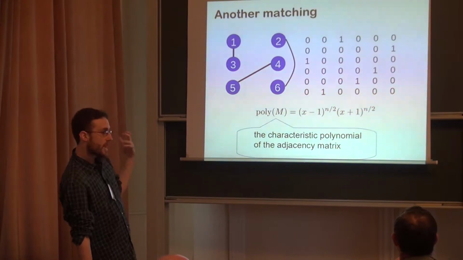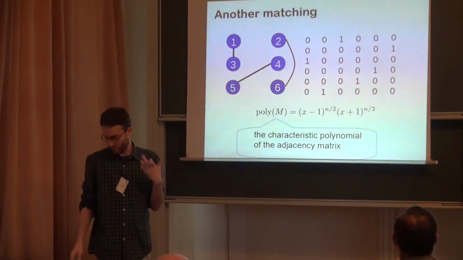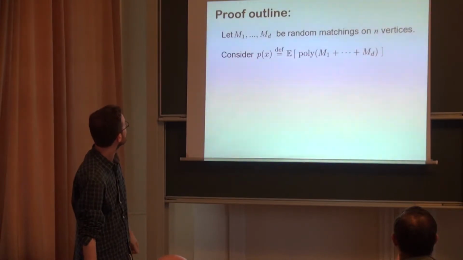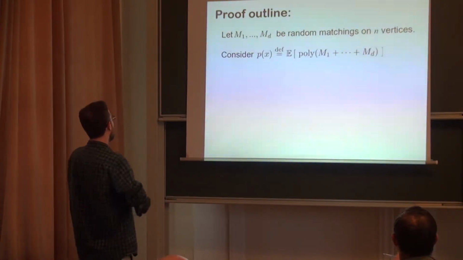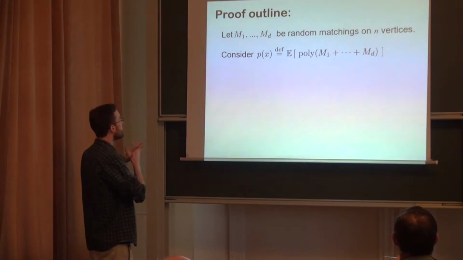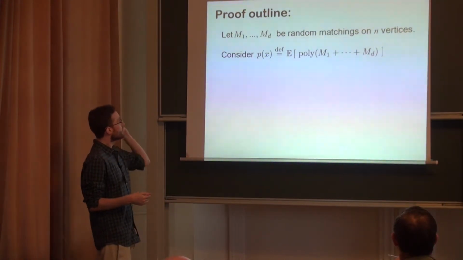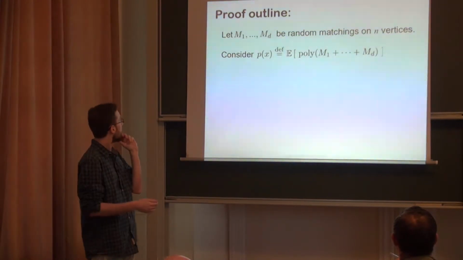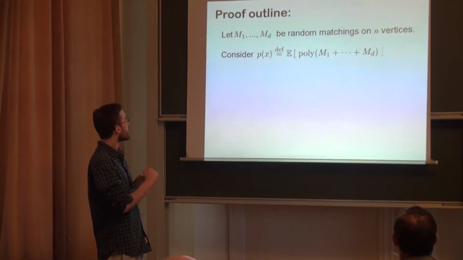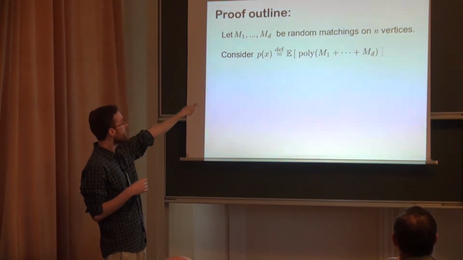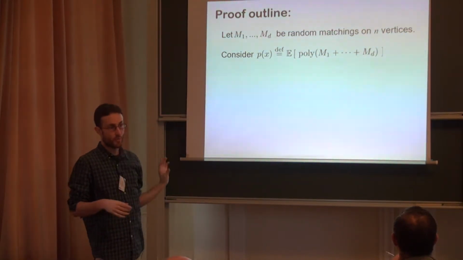The problem is some of the matchings are going to give us not so great new graphs. Others might give us better graphs. So how are we going to do it? We're going to pick a random matching. The way we're going to pick this random matching is by using polynomials. We're going to consider p of x, the expected characteristic polynomial over all of the possible matchings.